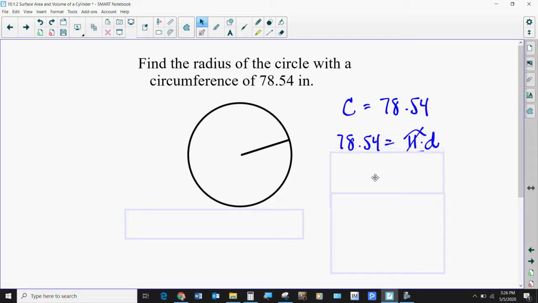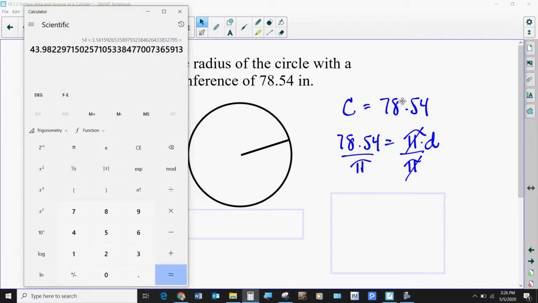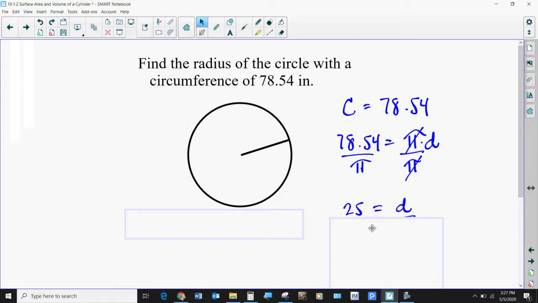So remember that the formula says to take pi times the diameter to give us the circumference. Since we know the circumference is 78.54, we're going to write it in here. If I divide both sides by pi, then we're able to isolate our diameter, and we just figure out what is 78.54 divided by pi. If we divide it, it's right around 20. Oh, yeah, that's 25. So it doesn't really matter whether we use 3.14 or the pi button. We're going to get a diameter of 25 inches.